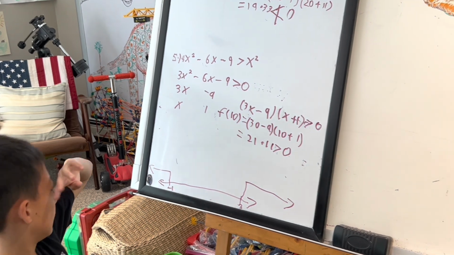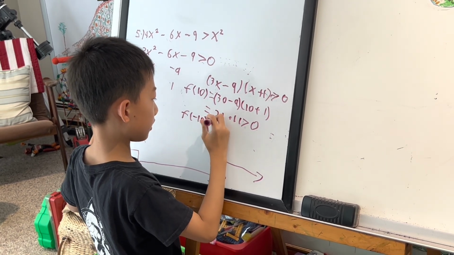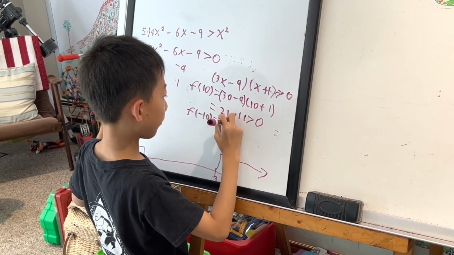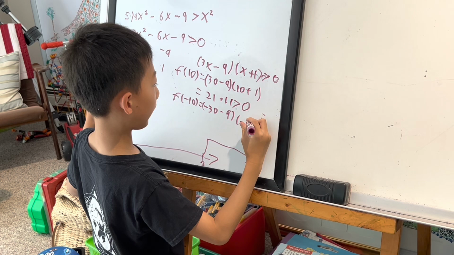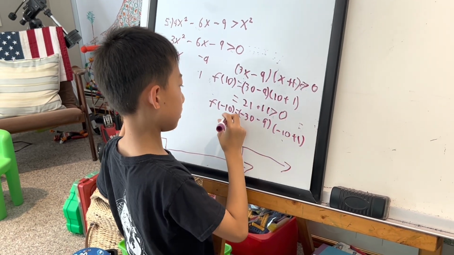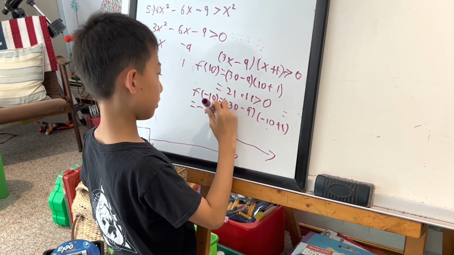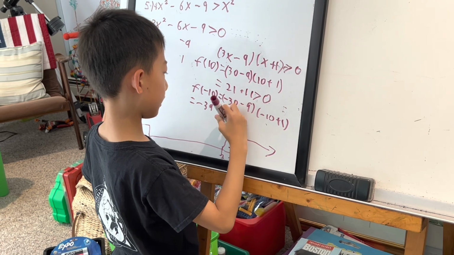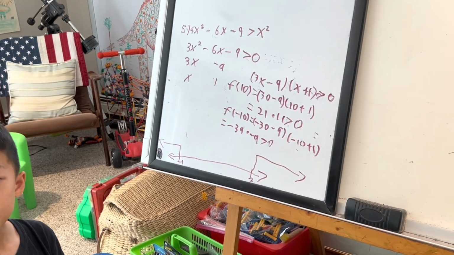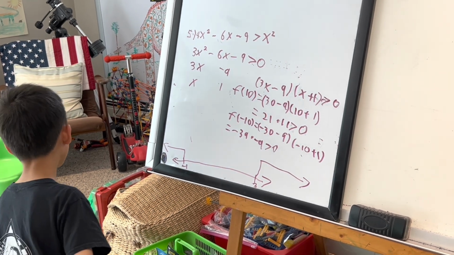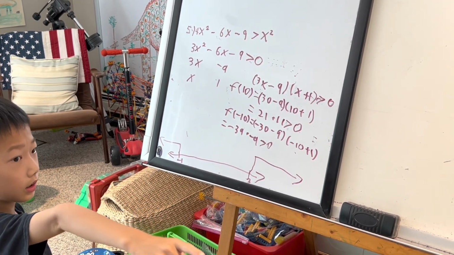Now I'm going to try negative 10. So f(-10) is equal to negative 30 minus 9 and minus 10 plus 1, equals negative 39 times negative 9 is greater than 0. That means we have to go beyond New York, all the way to London, and we have to go all the way beyond San Francisco, all the way over to Hawaii.